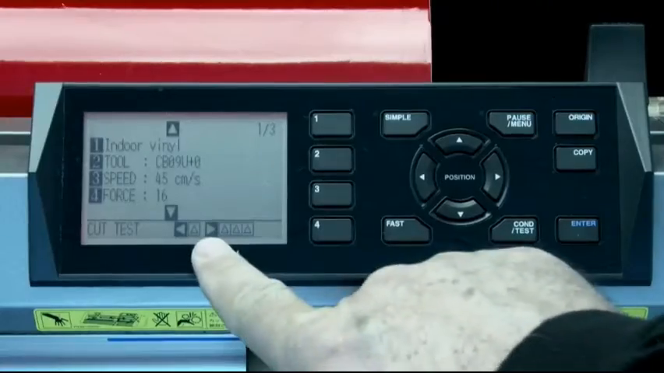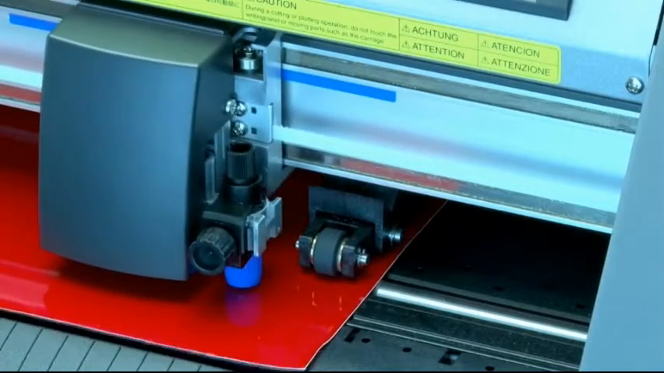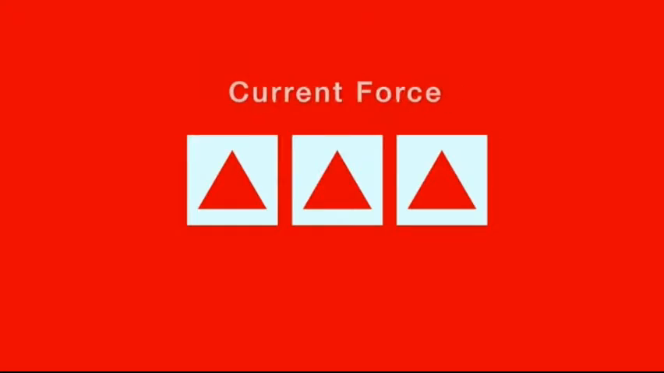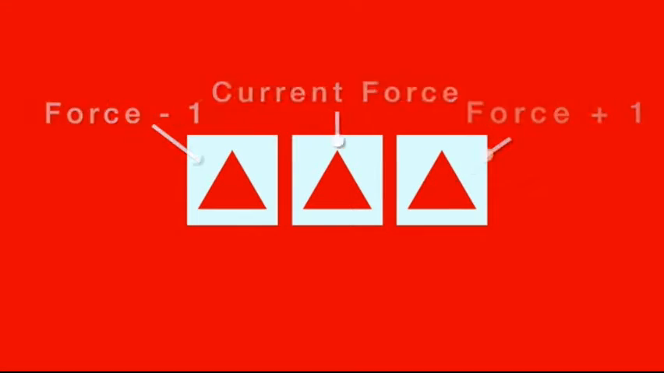As mentioned, the right arrow key will cut 3 patterns. The middle pattern is cut at the current force. The pattern to the left is cut with the current force -1. And the pattern to the right is cut at the current force +1.